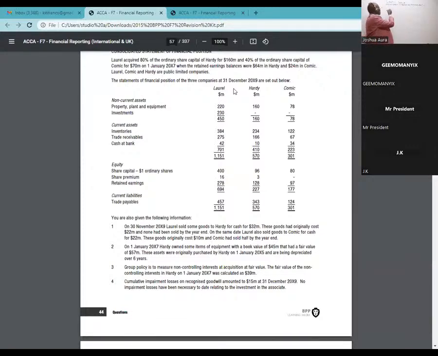So I'll start by writing there non-current assets. What do we have there? We have two of them. We have property, plant, and equipment. I'm adding line by line. So I will take, in this case for Laurel, it is 220. So I will take 220 plus 160. Could you kindly give me this answer?